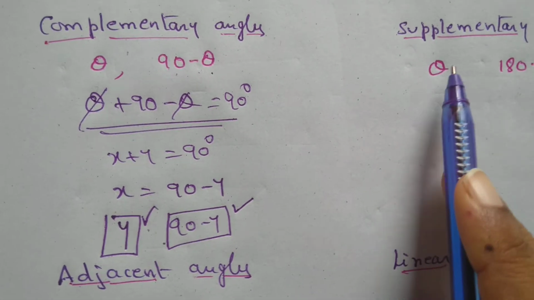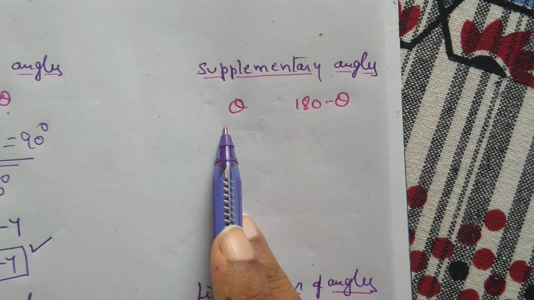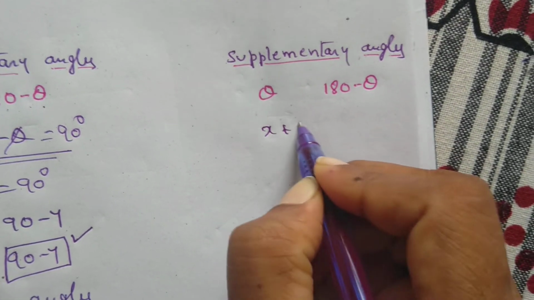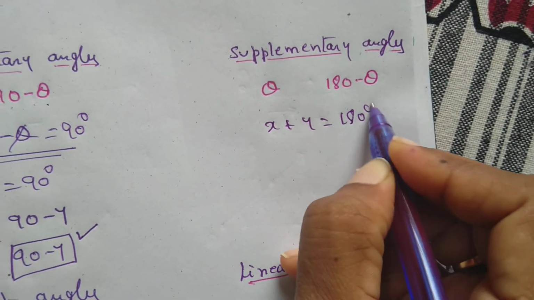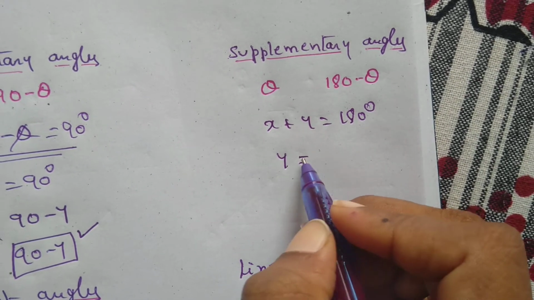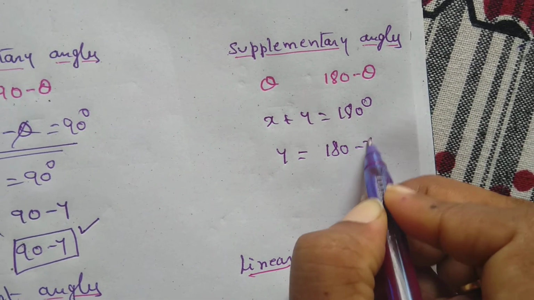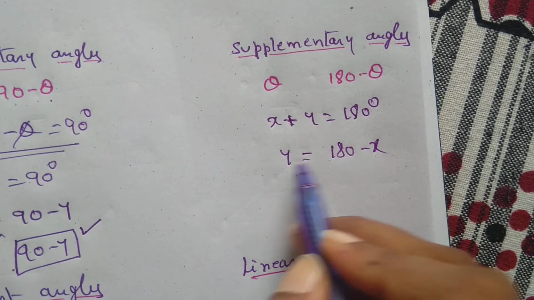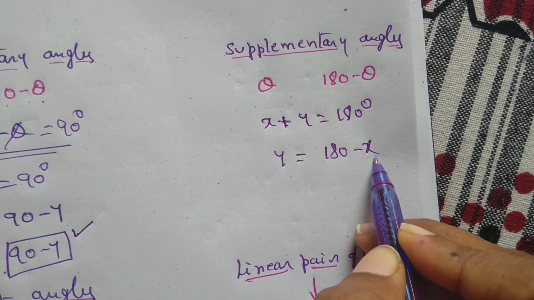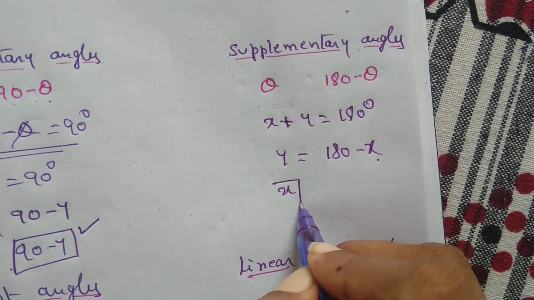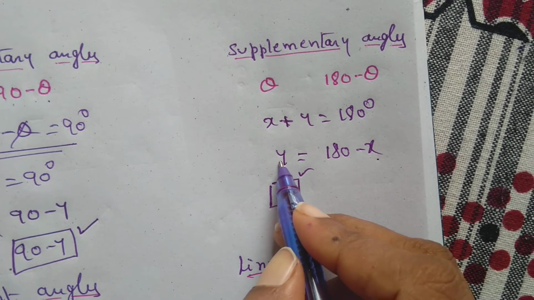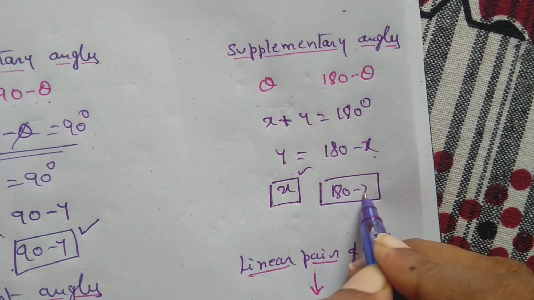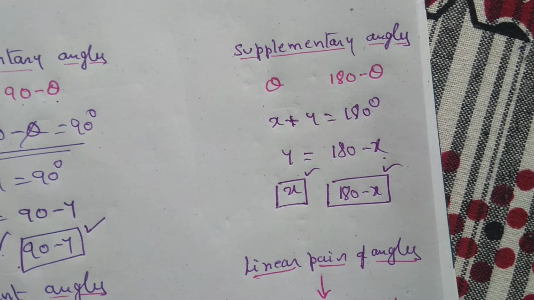Then supplementary angles. If one angle is theta, the other is 180 minus theta. Now suppose I have two angles, x plus y is equal to 180 degrees. Let me express y in terms of x, that is 180 minus x. See, whichever I want. x is equal to 180 minus y or y is equal to 180 minus x. Both are possible. So what are the two angles? Suppose one angle is x, the other is y. What is y? y is 180 minus x. So these are called supplementary angles.